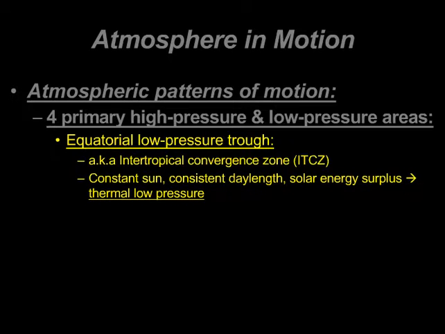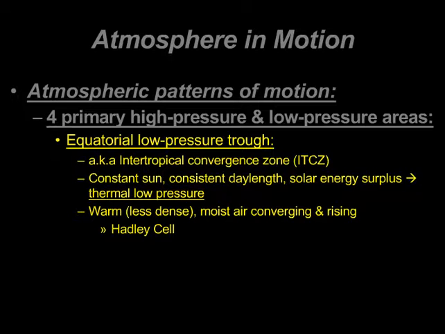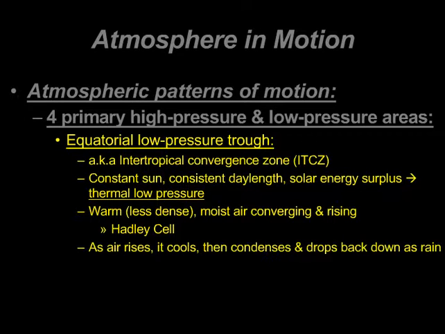One of the characteristics we find here, we've talked endlessly about this, is the constant sun, consistent day length. Here we have that solar energy surplus, and so because of that, a low pressure starts to develop in this area. What we're going to find here is very warm, once again warm, also we associate with less dense, moist air that's converging with each other and then rising. So we have more warm, moist air converging and rising. This is all called the Hadley Cell, which I'll describe and illustrate on a following image.